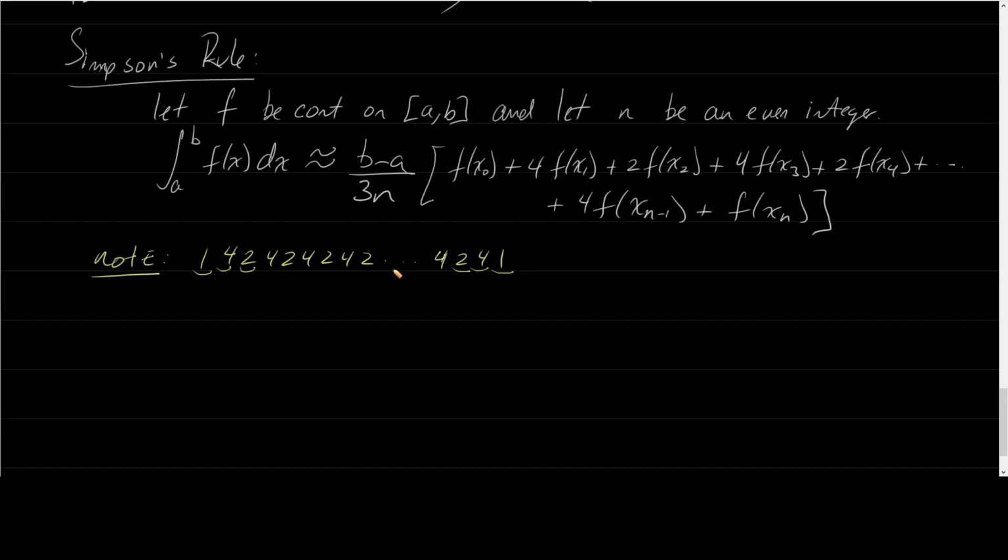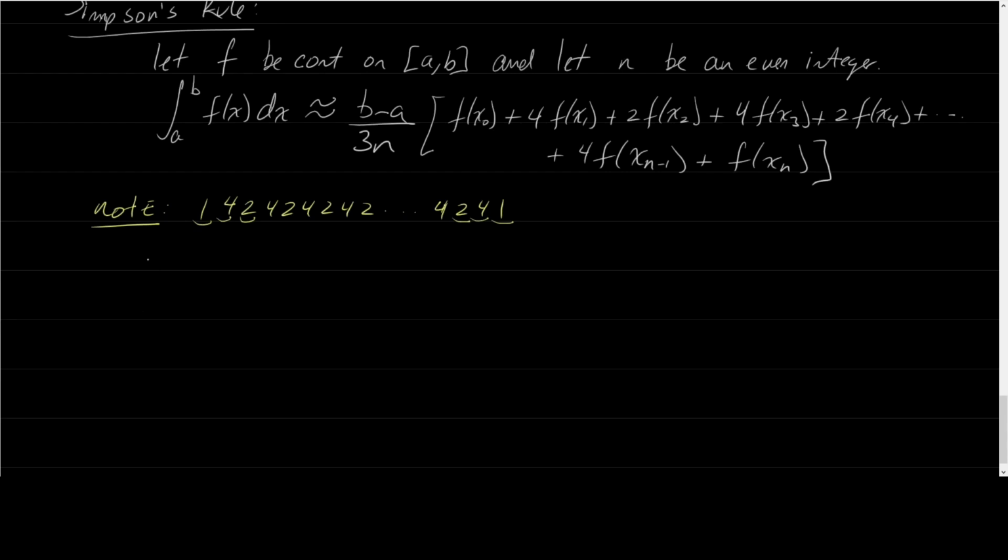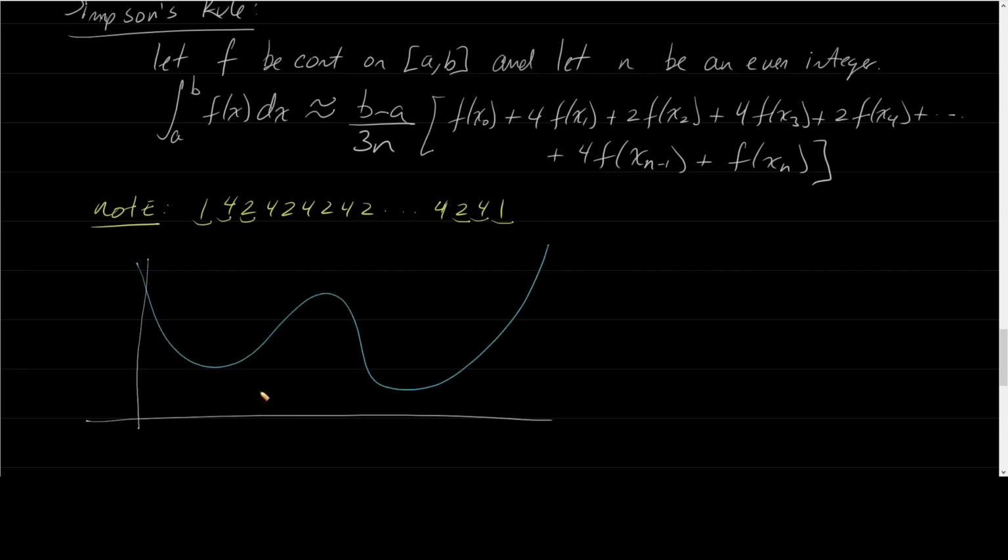Now, with Simpson's rule, what we're actually doing is approximating a function using parabolas, essentially. I won't go over the derivation of this, but let's say, for example, that I had something like this. And here's our interval from A to B. So what we can do here is use parabolas that split up this interval.